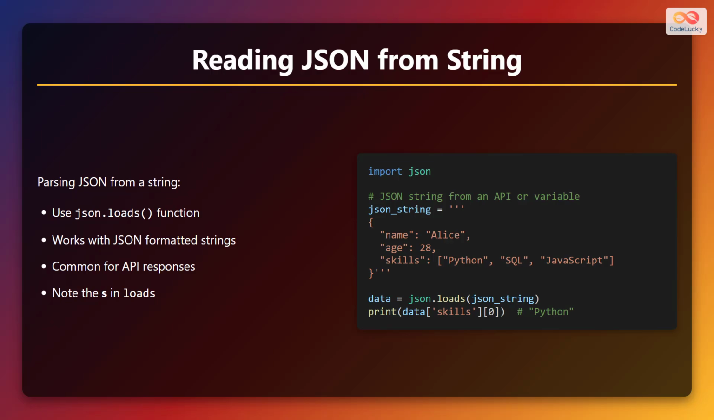Here is an example. First, import the json module. Define a JSON string containing the data you want to parse. Then use json.loads to parse the JSON string into a Python object. You can then access the data as you would with any other Python dictionary or list.